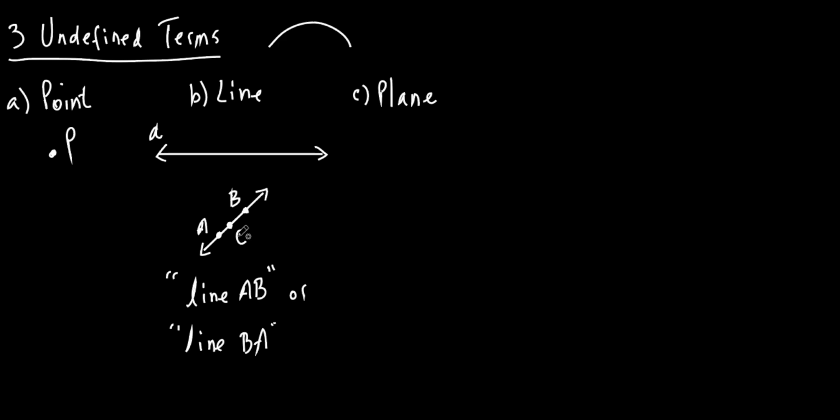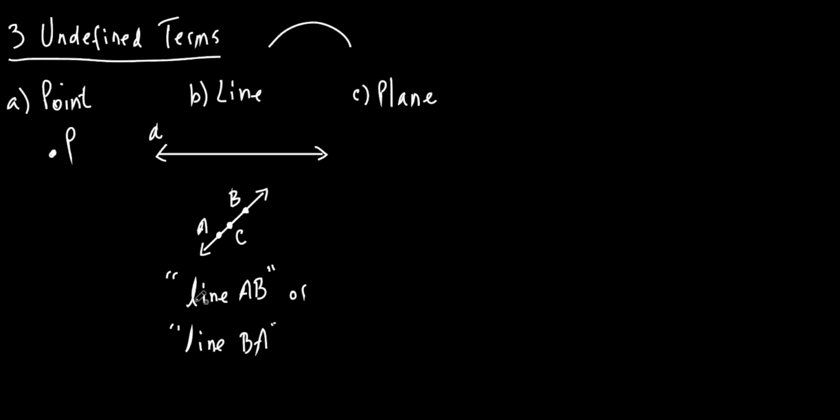Any combination of just 2. Don't use all 3. Don't call it line ACB, okay? Because that's 3 points. How many points do we use to name a line? 2, okay? Just 2 points. So any combination of A, C, and B, you could call this.